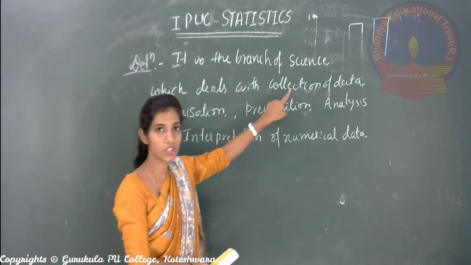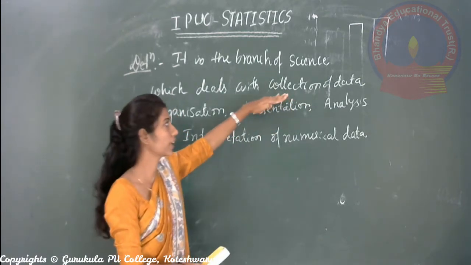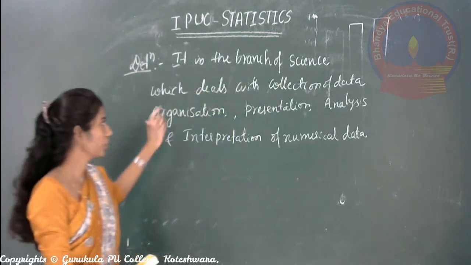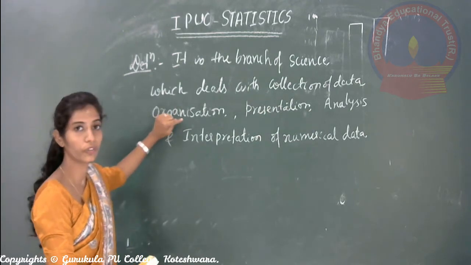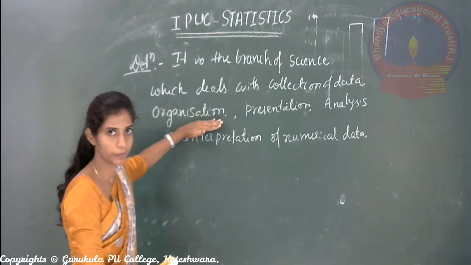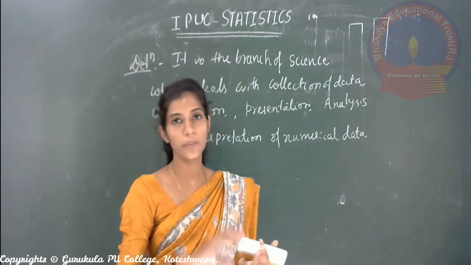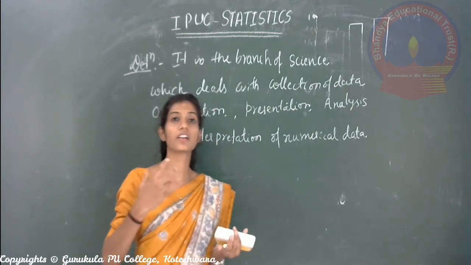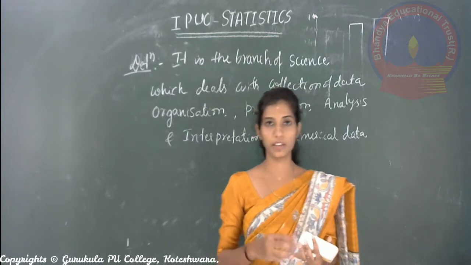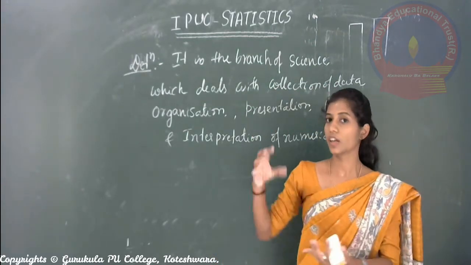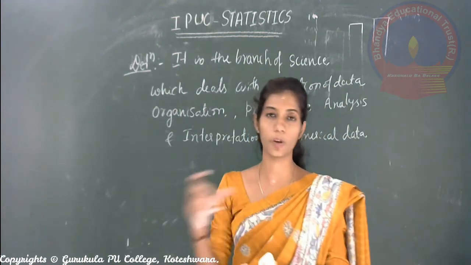First and foremost step is the collection of the data, or we have to collect the data. Once you are done with the collection, the next step is to go for the organization. Organization is nothing but you have to arrange the numbers or the data in a particular manner, maybe in ascending order or maybe in descending order. Once the data is collected, you have to organize it in a proper way.